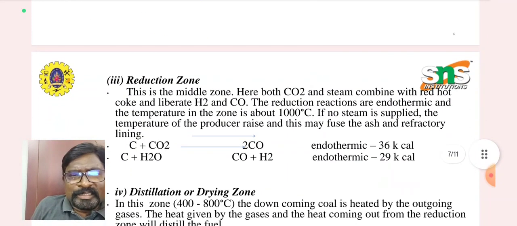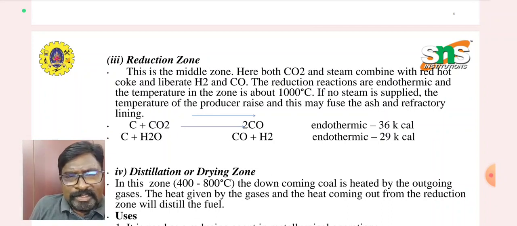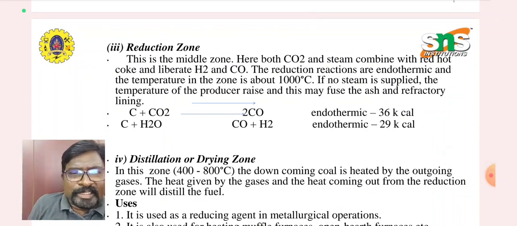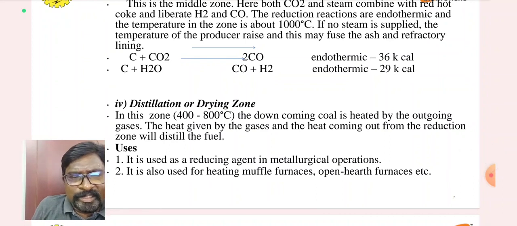And the next zone is the reduction zone. Here the reaction taking place is endothermic, in which heat will be absorbed during the reaction, that is C plus CO2 gives 2CO, similarly C plus H2O gives CO plus H2. In an endothermic reaction heat is taken inside, that's why it is given a negative sign: minus 36 kilocalories as well as minus 29 kilocalories. And the last zone is the distillation or drying zone.